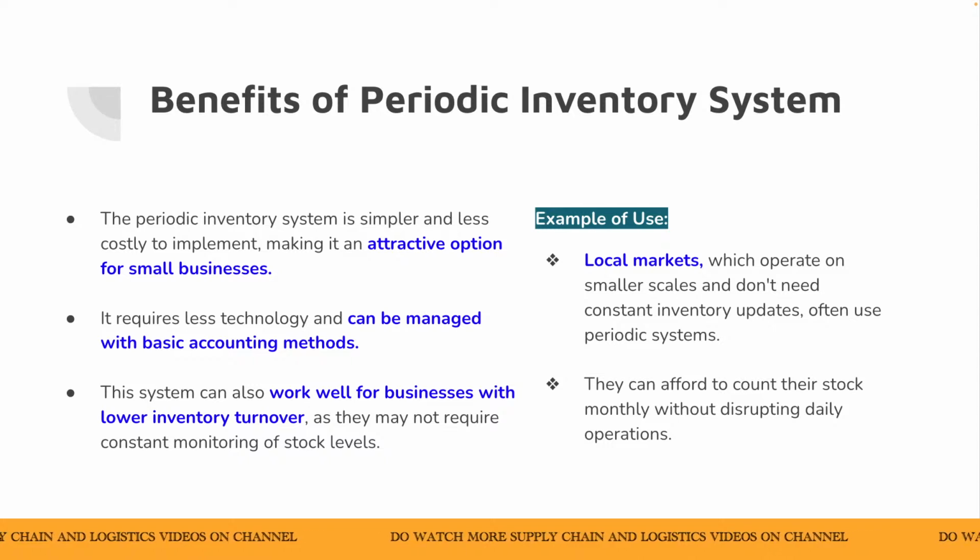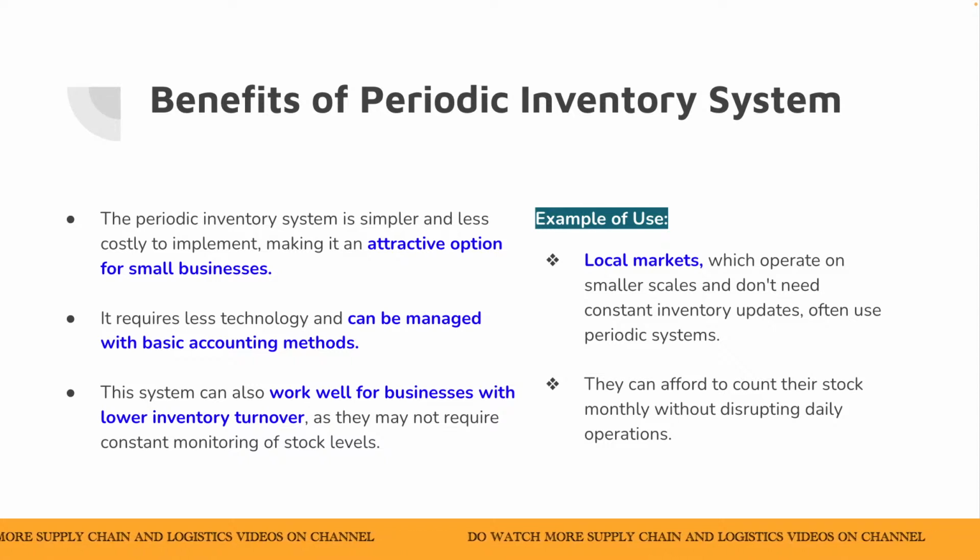Let us check the periodic inventory system. It is a very attractive option for small business owners. Why? Because small business users don't want to invest, and because the business is so small that they can keep an eye on their inventory, and that's so good.